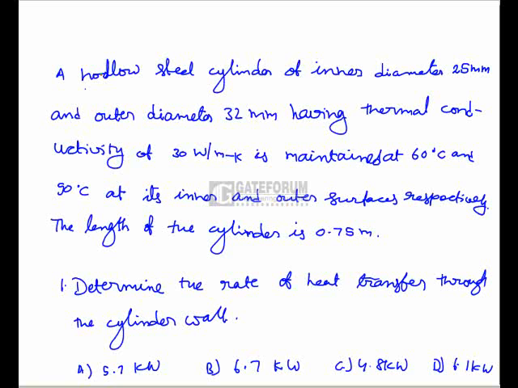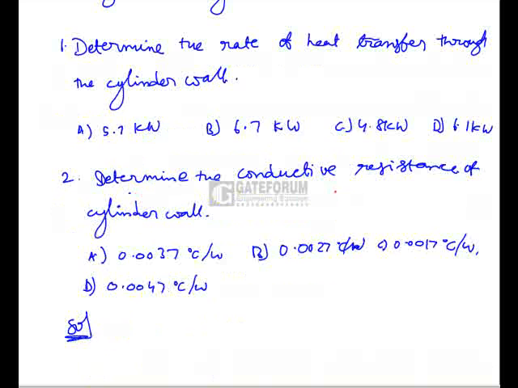A steel cylinder of inner diameter 25 mm and outer diameter 32 mm, having thermal conductivity of 30 watt per meter Kelvin, is maintained at 60 degrees centigrade and 50 degrees centigrade at its inner and outer surfaces respectively. The length of the cylinder is 0.75 meter. Here it's a common data question. It consists of two questions. The first question is to determine the rate of heat transfer through the cylinder, and the second question is to determine the conductive resistance of the cylinder wall.